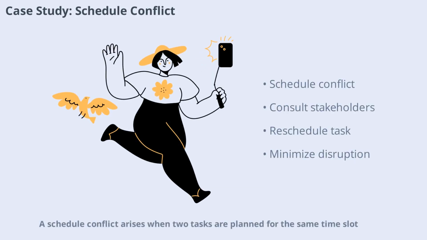A schedule conflict arises when two tasks are planned for the same time slot, but only one can proceed. The source is scheduling and the stage is manifest conflict. The context involves external dependencies. You analyze the impact, consult stakeholders, and recommend rescheduling one task. This compromise minimizes disruption and keeps the project aligned with overall goals.